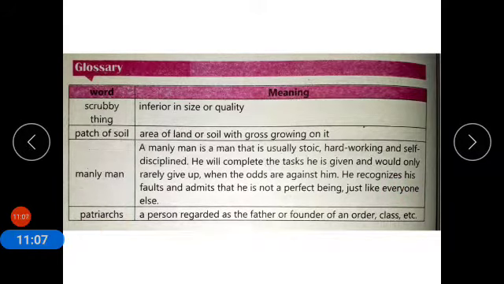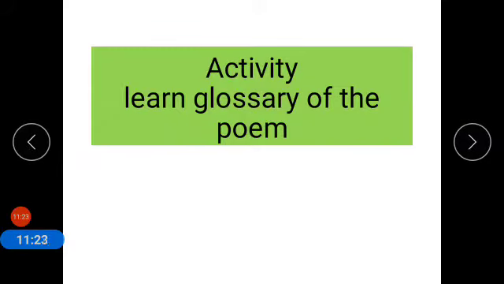Patriarchs. A person regarded as the father or founder of an order or class, or head of a class. Your activity is that you have to learn the glossary of the poem.